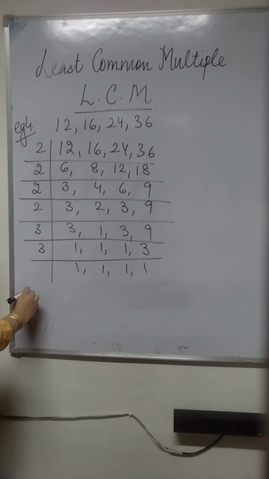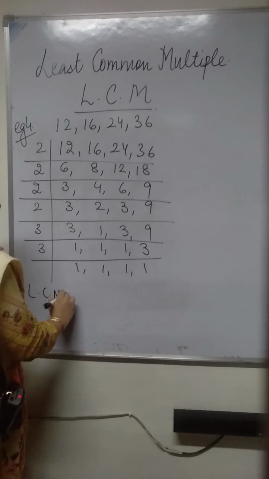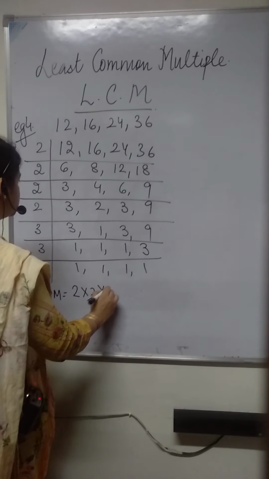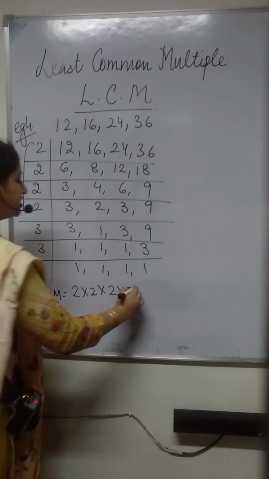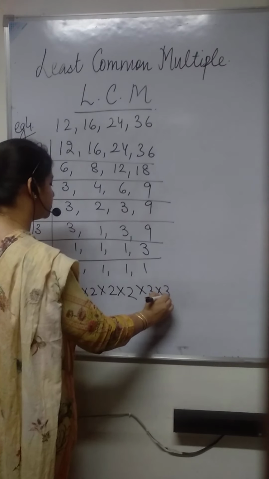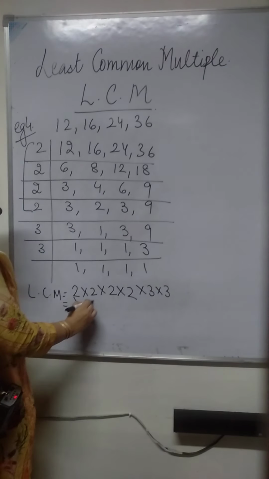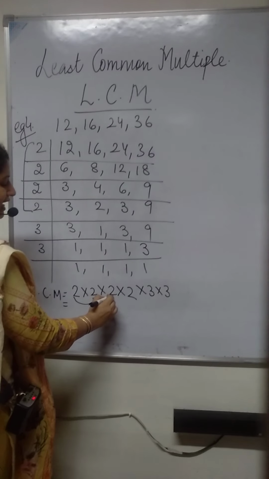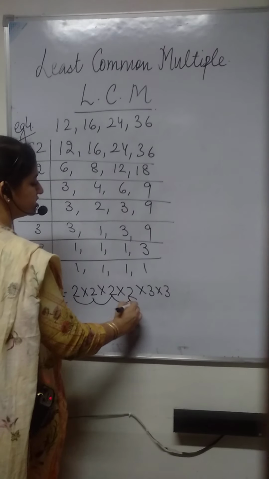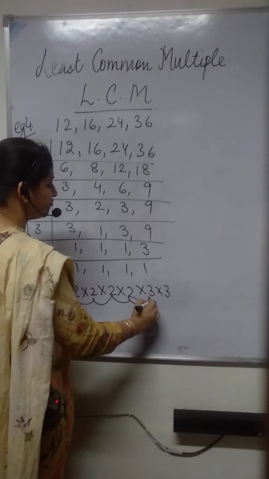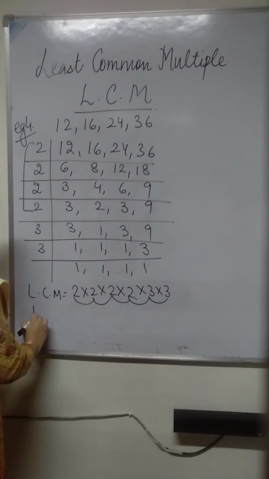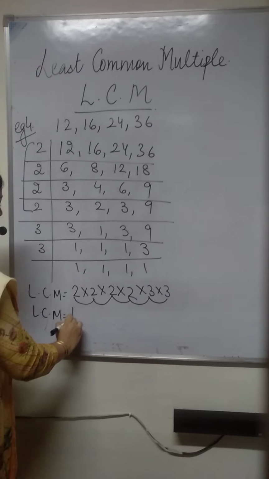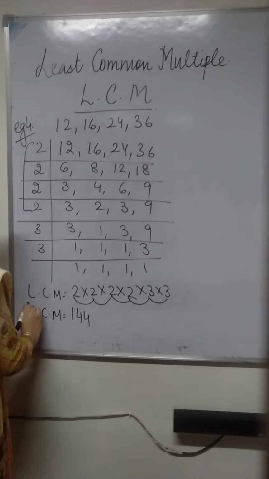So the answer for the LCM will be 2 into 2 into 2 into 2. 2 is appearing 4 times and 3 is appearing 2 times. So when you multiply, 2 2s are 4, 4 2s are 8, 8 2s are 16, 16 3s are 48 and 48 3s are 144. So the answer for LCM will be 144.